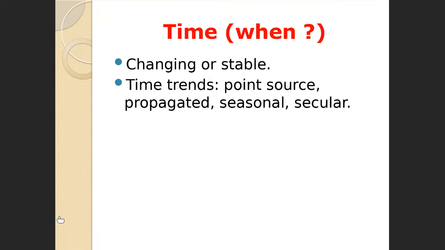Point source means that a condition occurs in a brief period, for example like food poisoning. Propagated means spreading from one person to another, like infectious diseases. What about seasonal?